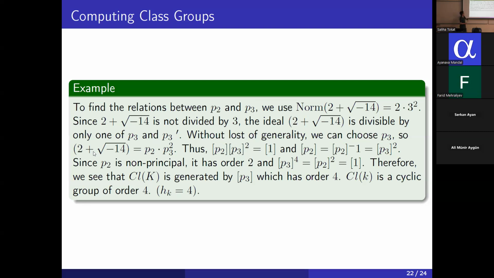So we factorize this ideal again into these primes, and we can easily see that it is a principal ideal, so it has class 1. So P3 times P2 times P3 squared has class 1, and we found these relationships. We can directly say that our group is generated by P3, consisting of the powers of P3, so our class group is the cyclic group of order 4.